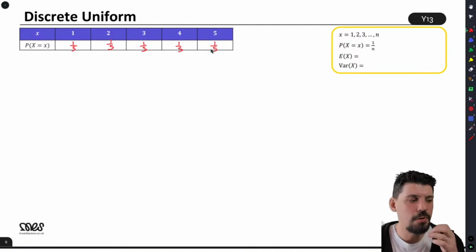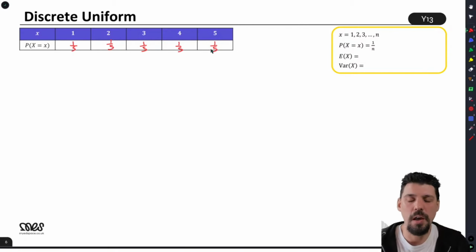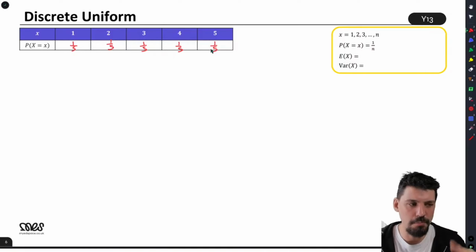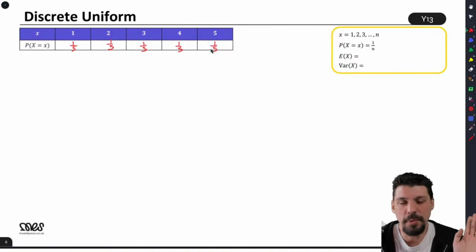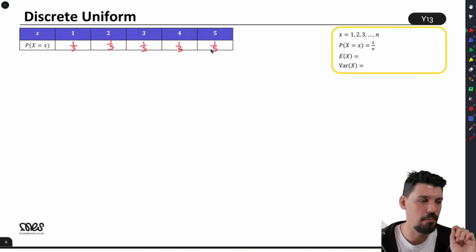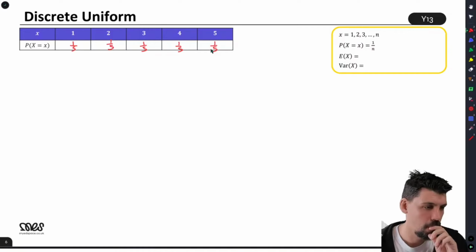Now, this is the only distribution I'm going to prove the results for E of x and var x for, because it's quite cool and it uses summation notation. For binomial, Poisson and geometric, the derivations are not required. They're cool and all, but we don't really have time for them.